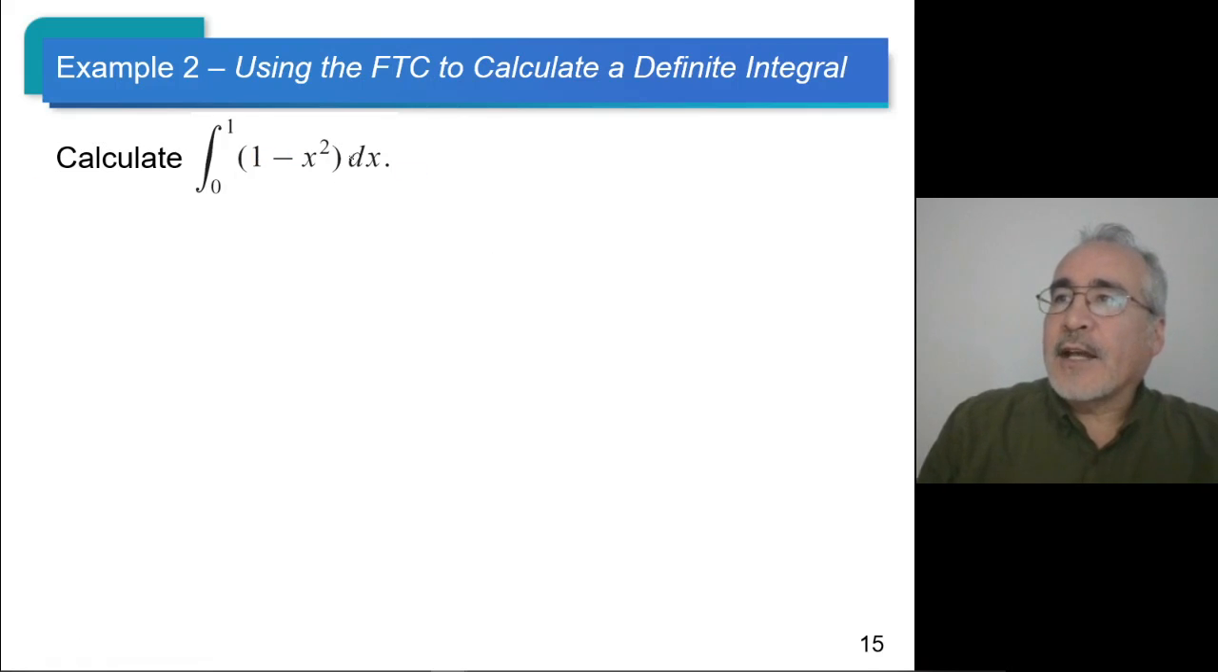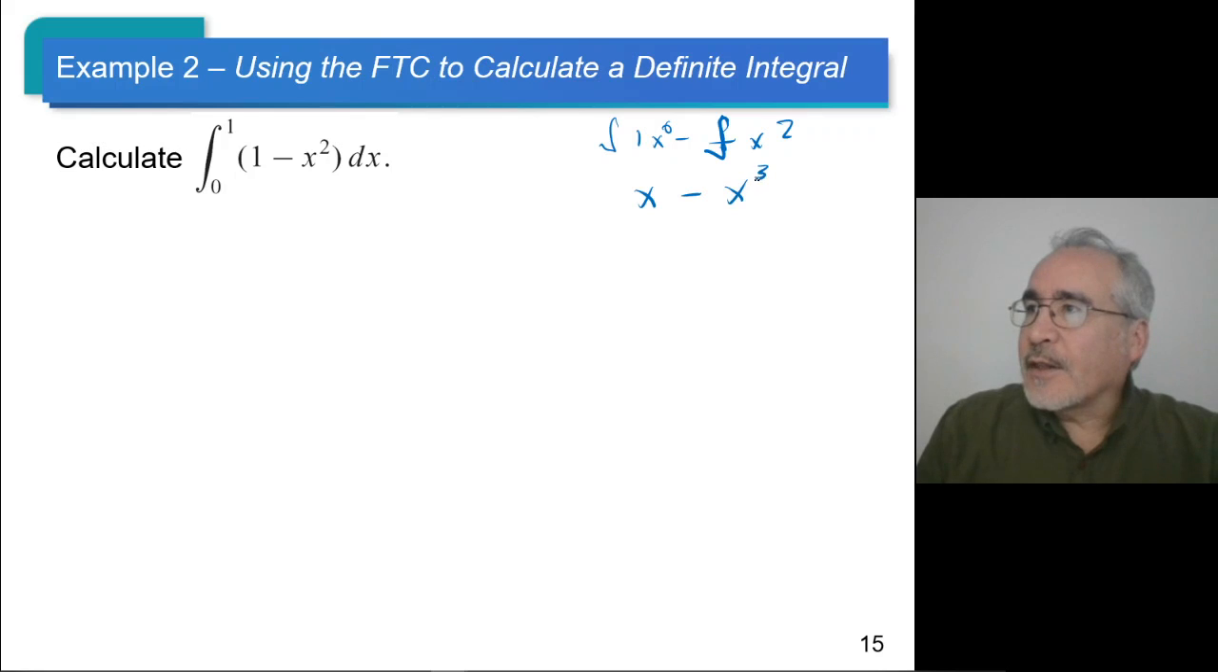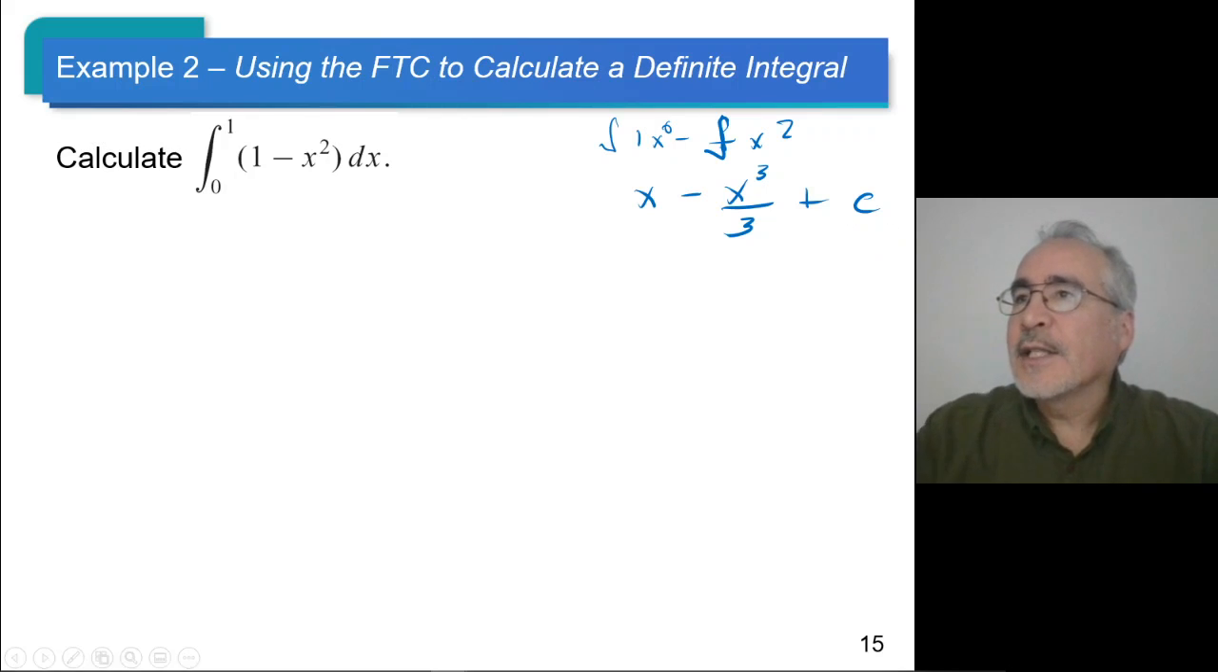And just briefly, how do we integrate this? Well, remember, this is like the integral of 1 minus the integral of x squared. So this integrates, this is x to the 0, add 1, divide by 1. This integrates to x. And the x squared, add 1 to the 2, so that's going to be x to the 3rd divided by 3 plus a constant. So that's what it's going to integrate to.